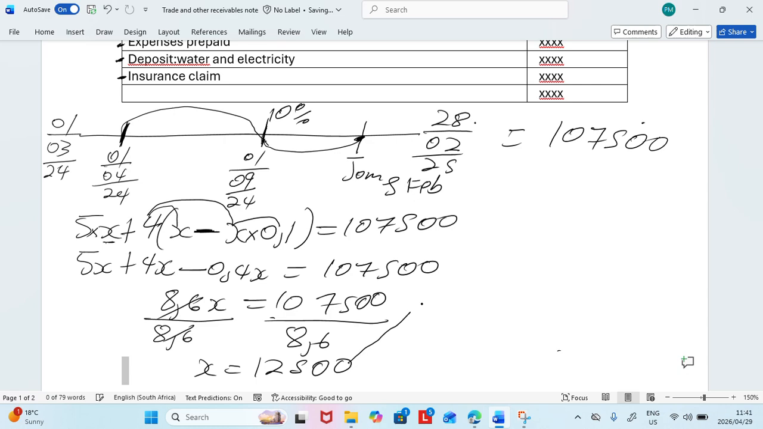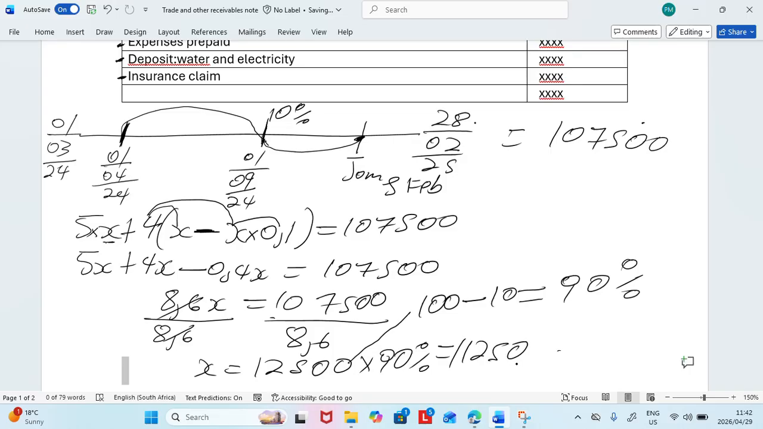So we're receiving 100%. The 100% was decreased by 10%, which means we ended up receiving how much? 90%. So the 12,500 times 90%, it is how much? 11,250. So per month, guys, after the 10% decrease, that is the amount of rent that we're receiving.